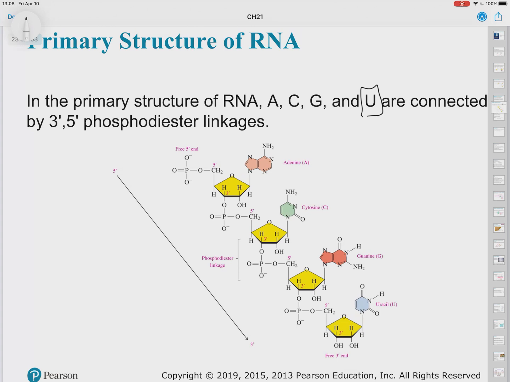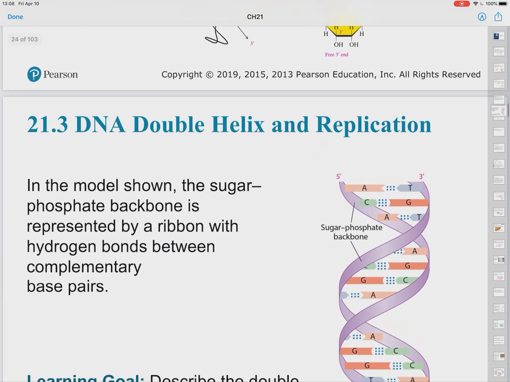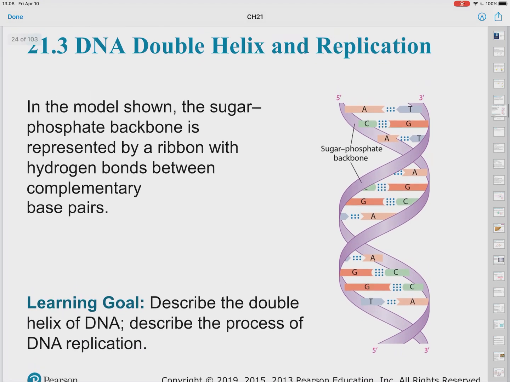RNA is very, very similar. The only difference is instead of having thymine, we have uracil. Same direction, same way we read it, 5' to 3'.